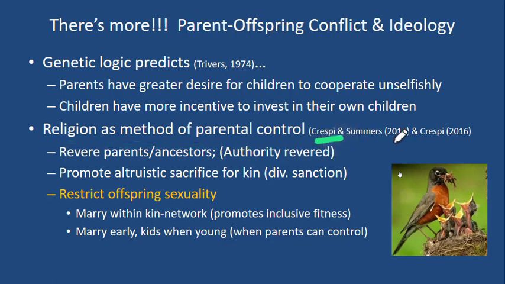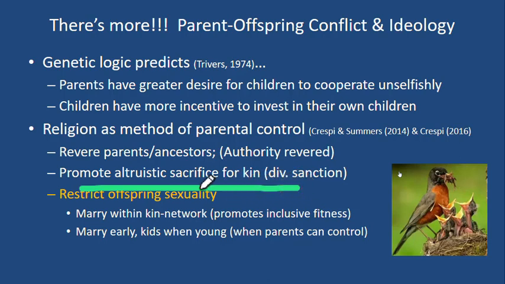And then Crespi and Summers, and Crespi by himself, have developed this model where they're trying to understand religion as a method that parents use to control offspring. Now, it's not conscious, of course, but the idea is that religion gets you to revere your ancestors. Oftentimes you have a god or a father kind of authority figure, or like in Chinese religions, lots of times you're worshiping the ancestors themselves.